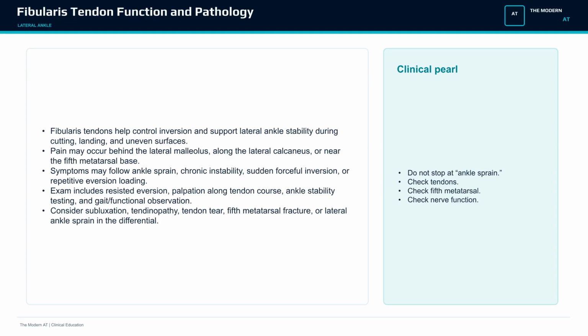Tendinopathy, tendon tear, subluxation, fifth metatarsal fracture, and lateral ankle sprain can overlap. The clinical pearl is important. Do not stop at ankle sprain. Check the tendons, check the fifth metatarsal, and screen nerve function when symptoms suggest it.